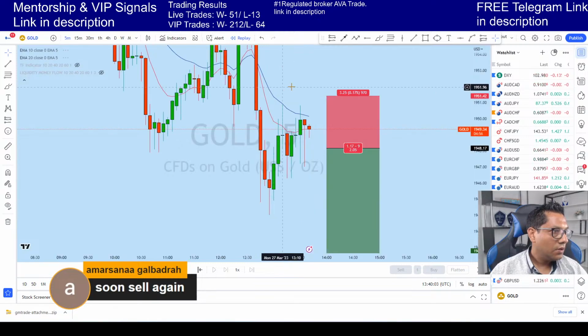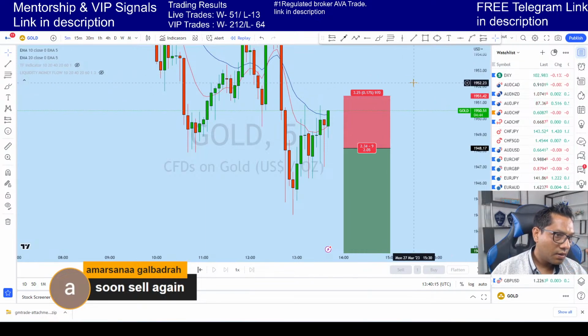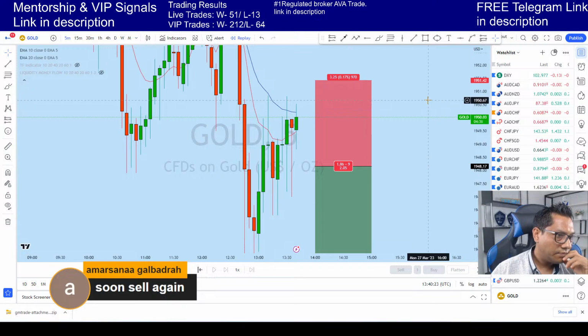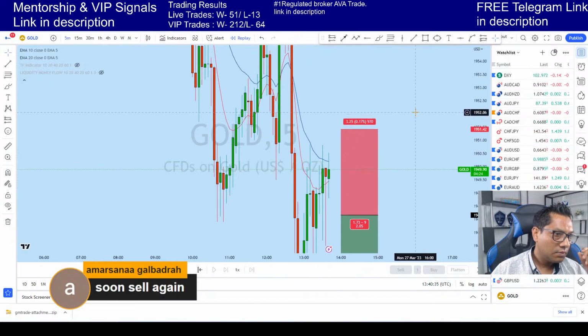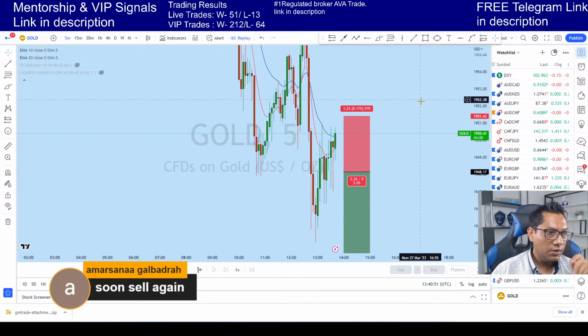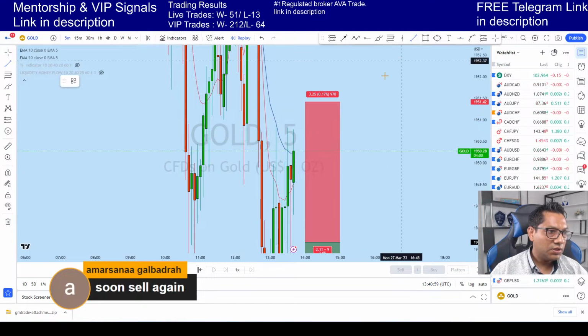So we see a hanging man has formed, very narrow. It's a very narrow candle. Okay, so it is forming a smooth resistance line here. Let's see if it is respecting this resistance.